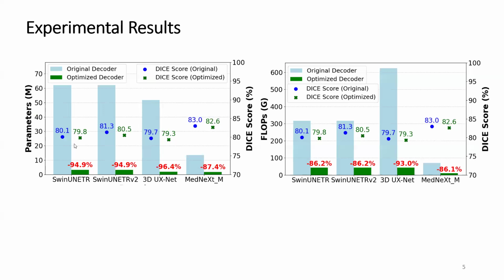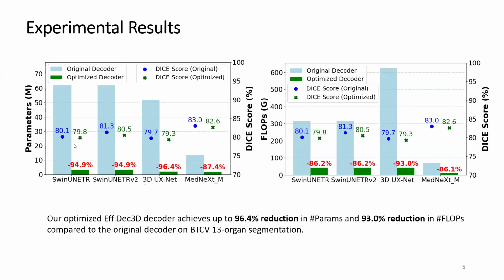We optimized 4 networks, such as SwinUNETR, SwinUNETRv2, 3D UXNet, and MedNext, using our EffiDec3D decoder. We can see that our EffiDec3D optimized versions of these networks achieve up to 96.4% reduction in number of parameters and 93% reduction in number of flops compared to the original decoder, with only 0.4% drop in dice score on BTCV 13 organ segmentation.